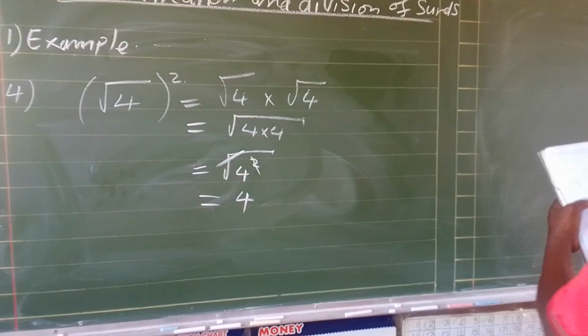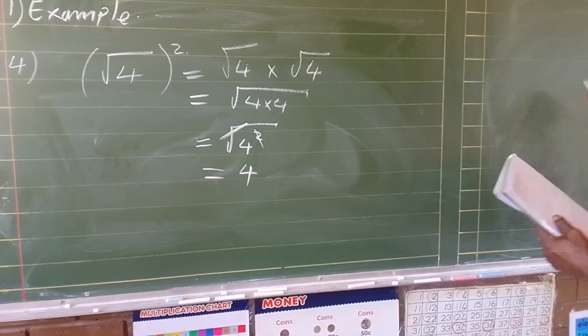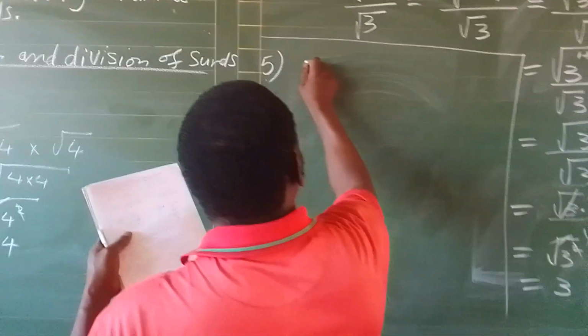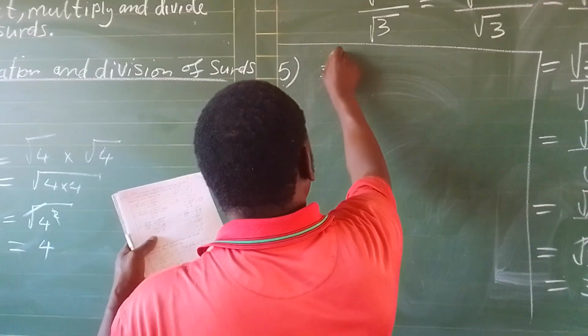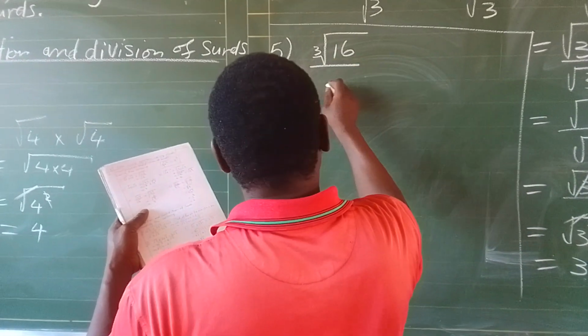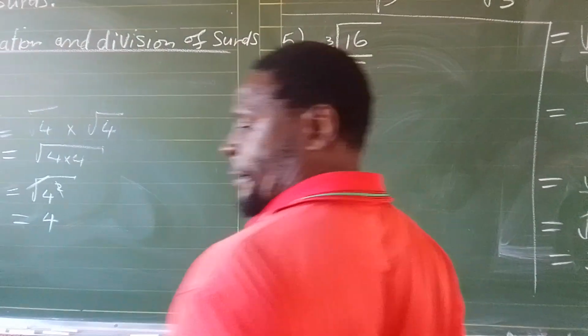It sounds simple, but when you don't practice, you'll find it more difficult. Let's go to example number 5. Example number 5 says the cubic root of 16 divided by the cubic root of 2.